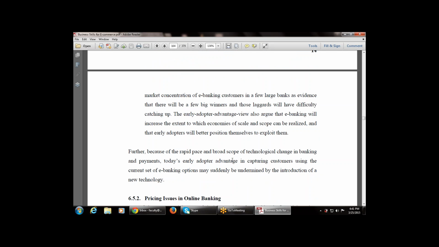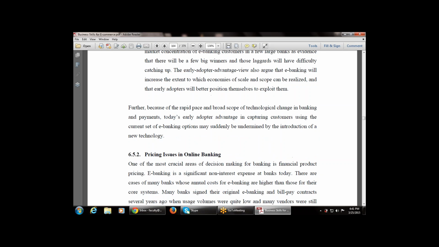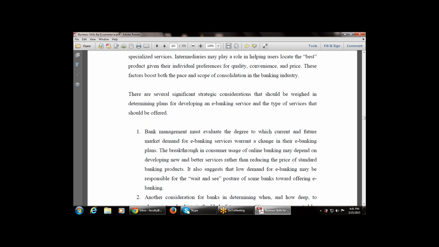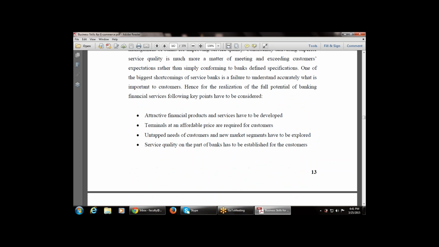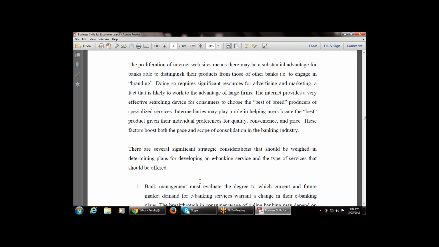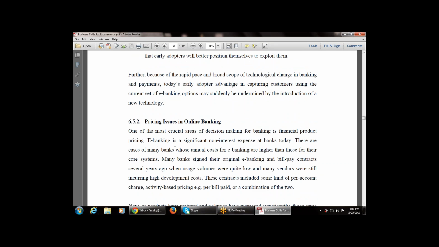Further, because of the rapid pace and broad scope of technological change in banking and payment today, the early adopter advantage in capturing customers using the current set of e-banking options may suddenly be undermined by the introduction of new technology. So this is the new technology that is used in e-banking. Then the next one is the pricing issues in online banking.